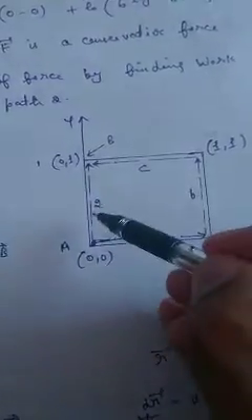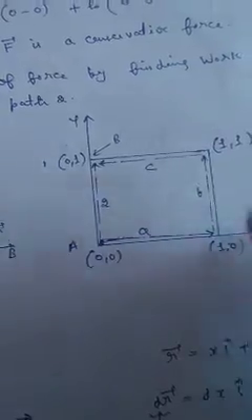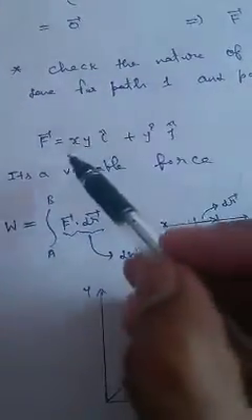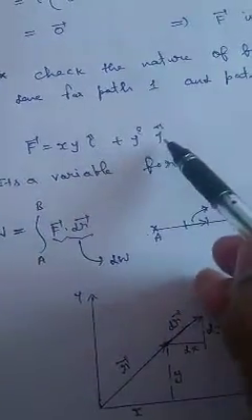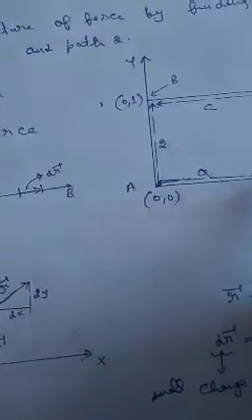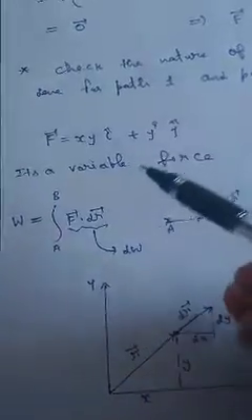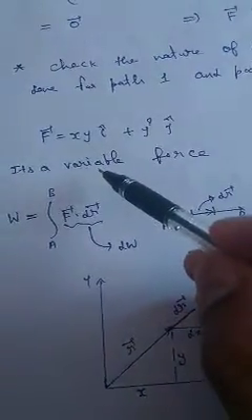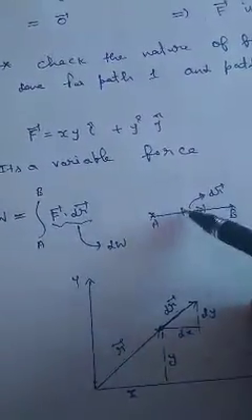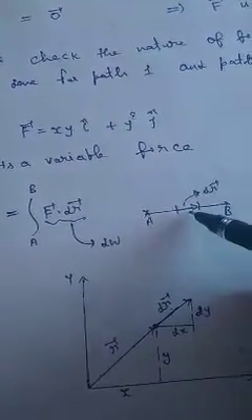So I'll calculate the work done for path 2 as well as path 1, and then I will see whether it is equal or not. Now the force is xy i cap plus y square j cap. What does it mean? Force depends on the x and y coordinates, meaning at every point the force will be different. So this means it is a variable force. Now the question is, how will you calculate the work done for a variable force? So what we can do is take a very small displacement dr and calculate the work done for it.